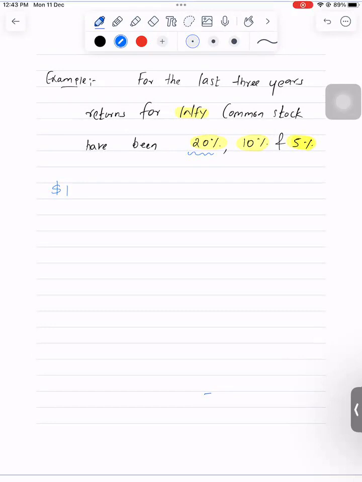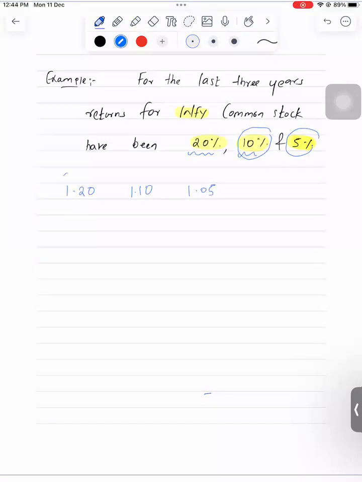You invested $1, you got 20% return. So what will be the value of $1 at the end of the year? At the end of the year, the value of $1 will be 1.20. In the same way, let's say we again invested $1, and at the end of the second year I got 10% return, so the value will be 1.10. In the third year, let's say we started again with $1. At the end of the third year, I got, let's say, 5% return. So the value will be 1.05 at the end of the third year.